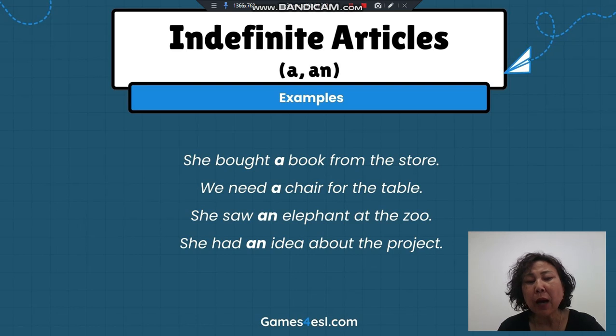There are some examples for indefinite articles. For example, she bought a book from the store. We need a chair for the table. She saw an elephant at the zoo. She had an idea about the project.